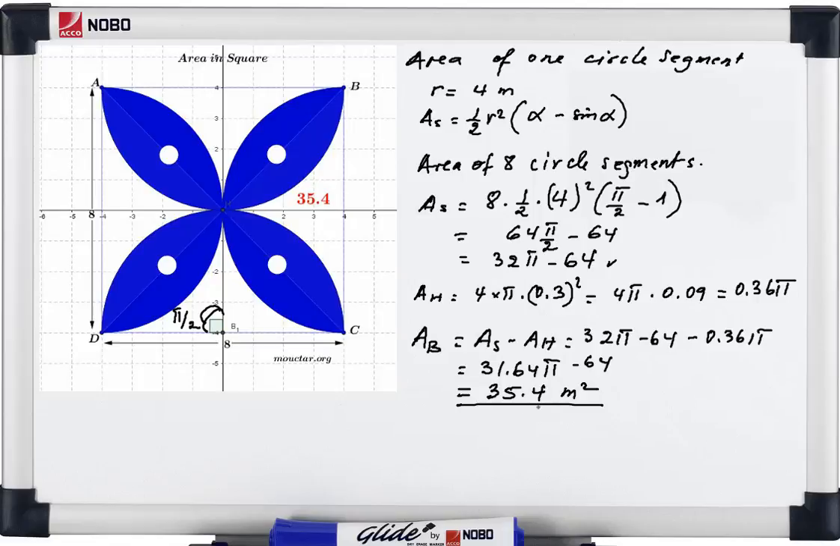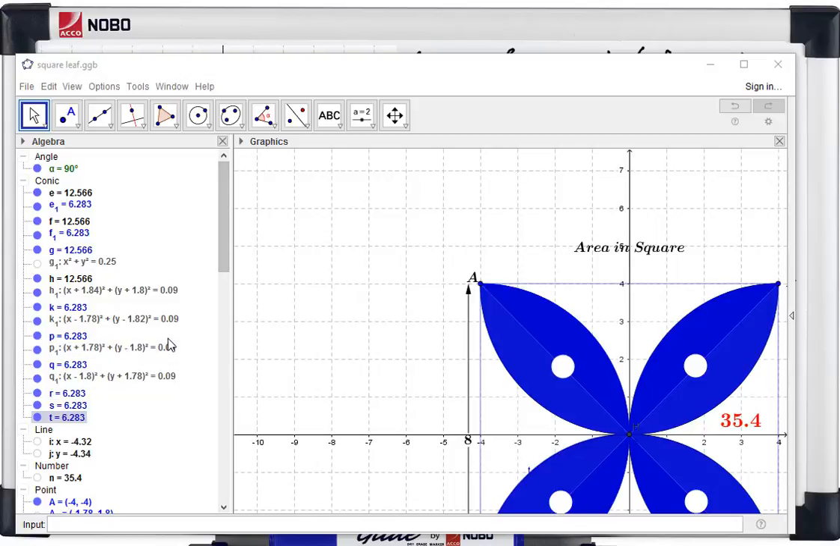Now let me see what GeoGebra has to say about it. I have GeoGebra here. What it says is he called the first one here T. So T is the circular arc here. Arc T is this circular arc, the circle segment here. He's calculating it at 6.283, and he's multiplying it by 8. And then subtracting the other ones, these holes.